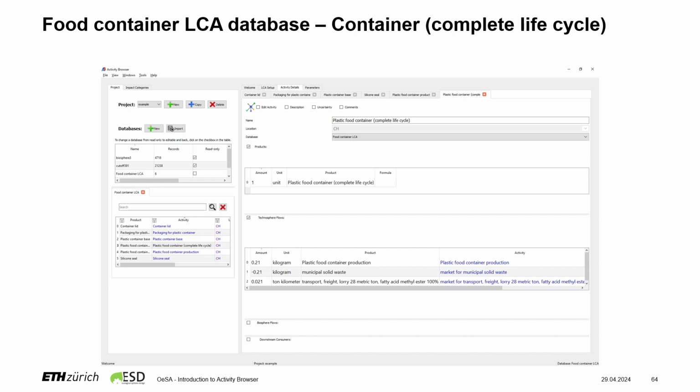Now, transport. How do we model transport? We know that the weight of our plastic food container is 0.21 kilograms. Divided by 1,000, we would have tons, and multiplied by 100 kilometers. So this is the number that you need to put in here. That's why here it's 0.021. So first you compute kilograms to tons, and then you multiply by the distance traveled.